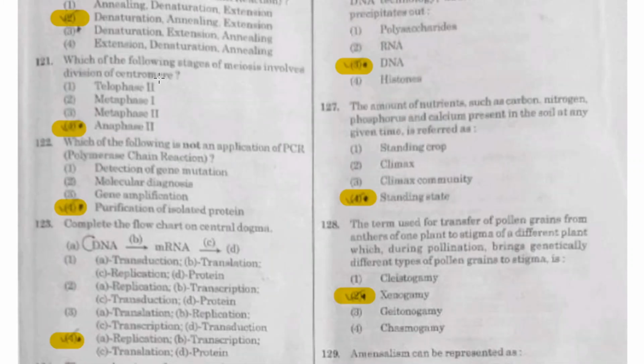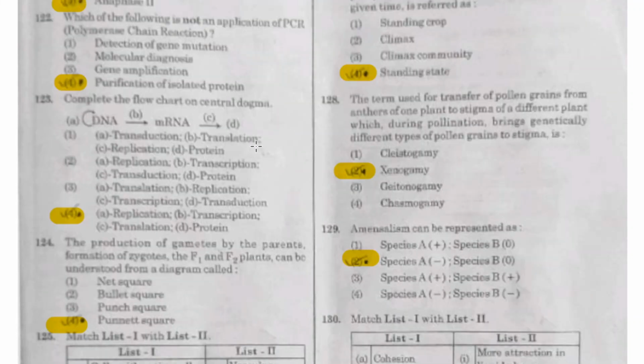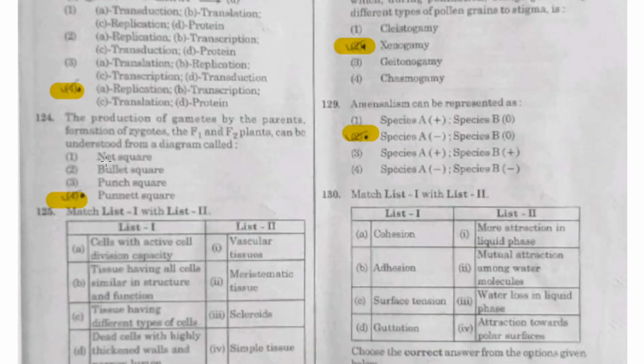It goes like this. Which of the following stages of meiosis involves division of centromere? Division of centromere, they just split in anaphase 2. Anaphase 1 it won't split, anaphase 2. Which of the following is not an application of PCR? See, these are all applications of PCR. Purification of isolated protein is not. And complete the flow chart on central dogma. This is the one: replication of DNA, transcription, translation, and protein formation. So fourth is the option.